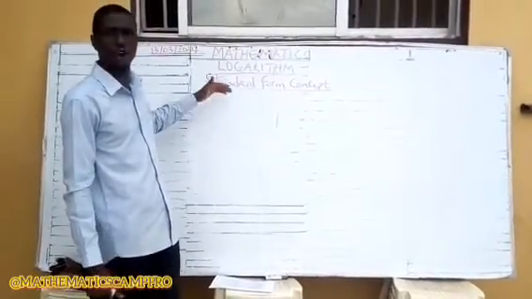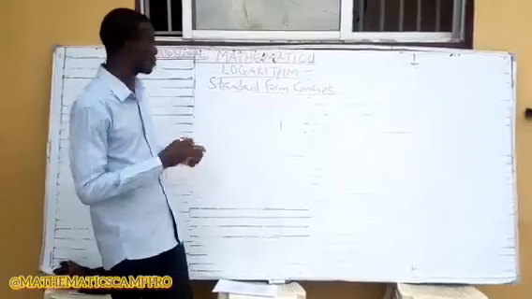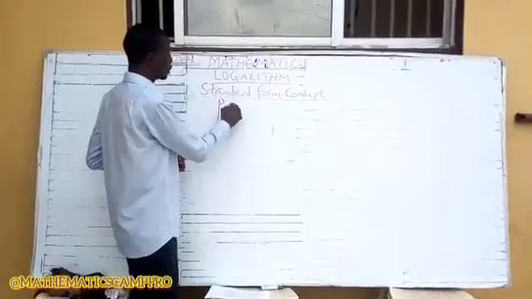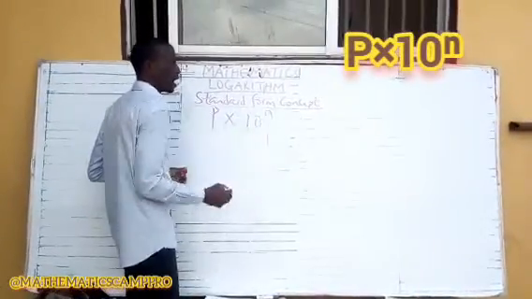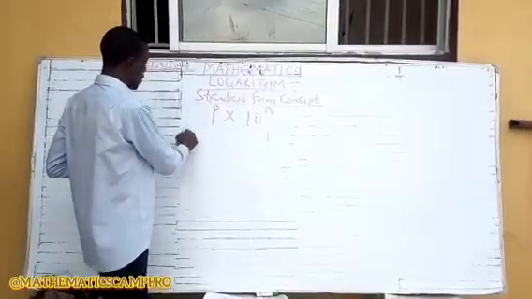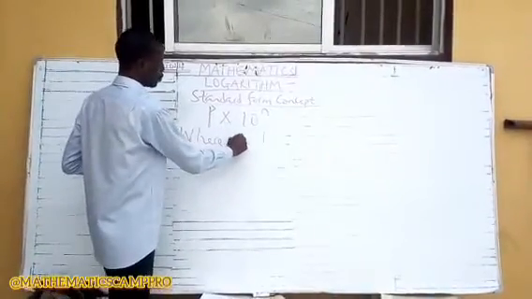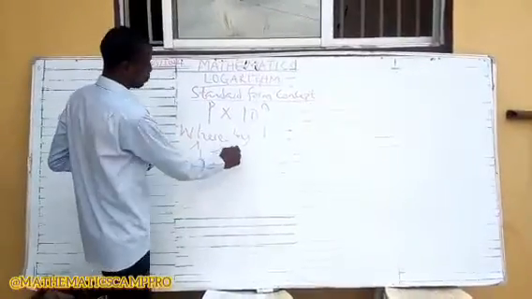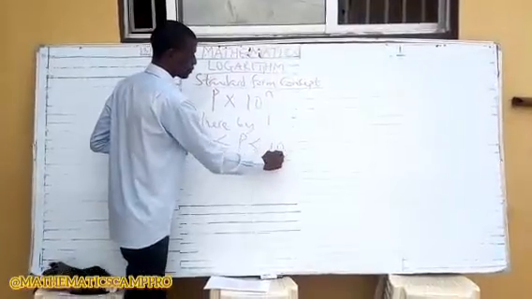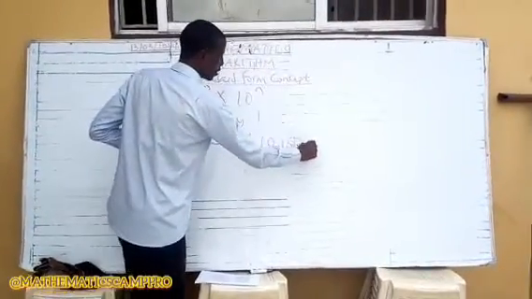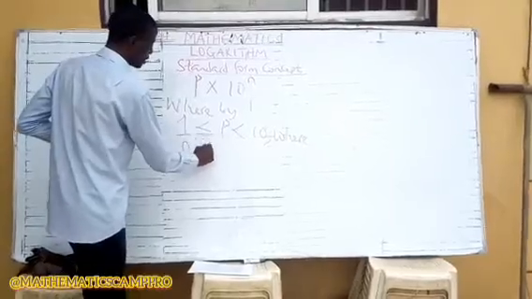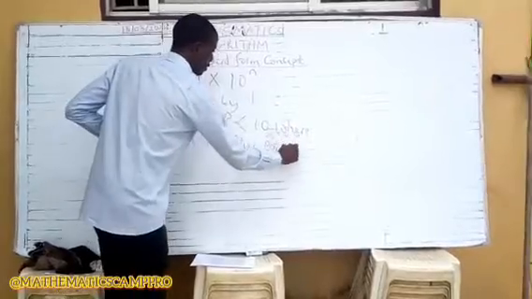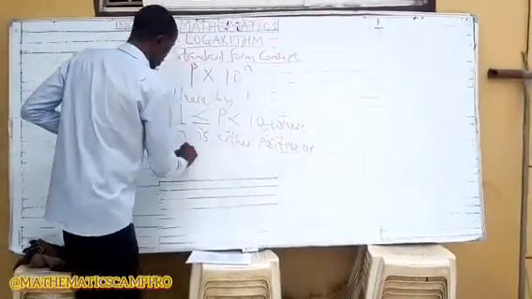Now, for any number to be in standard form, it is going to be in this form. Every number in standard form must be in this form: P times 10 raised to power n, whereby 1 is less than or equal to P less than 10, where n is either positive or negative.